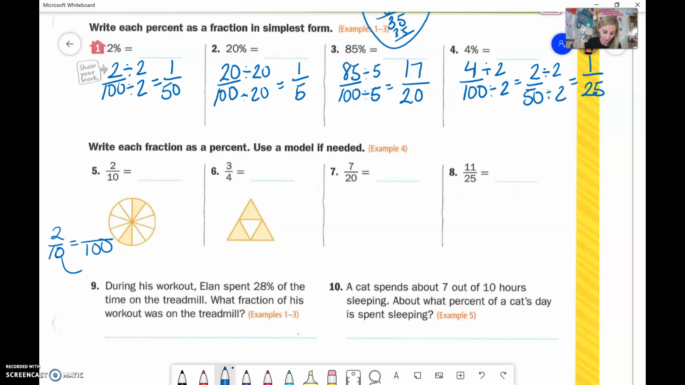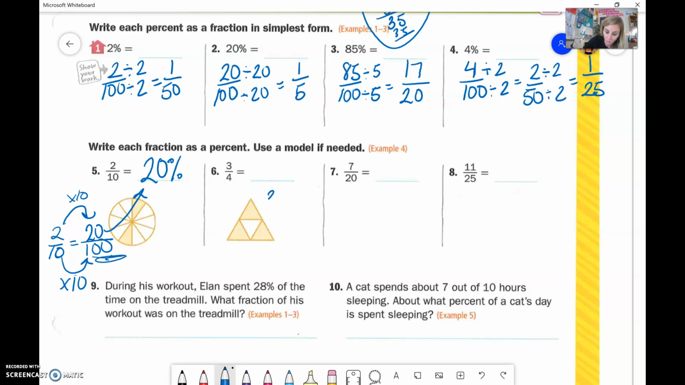All right, so how do I get from 10 to 100? I multiply by 10, because 10 times 10 is 100. So whatever I do to the bottom, I have to do to the top. So 2 times 10 is 20. 20 hundredths. Percent means out of 100, which makes that one 20%. I'm just taking that numerator, that top number, and that becomes my percent because my denominator is already 100.